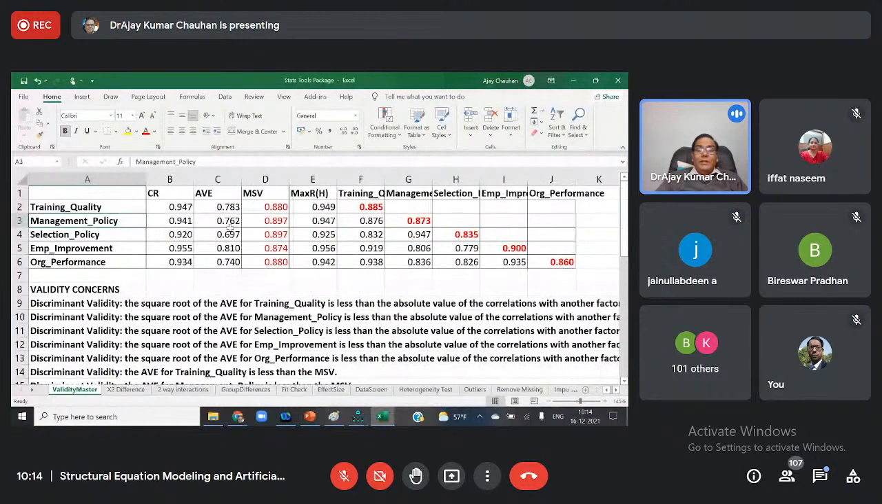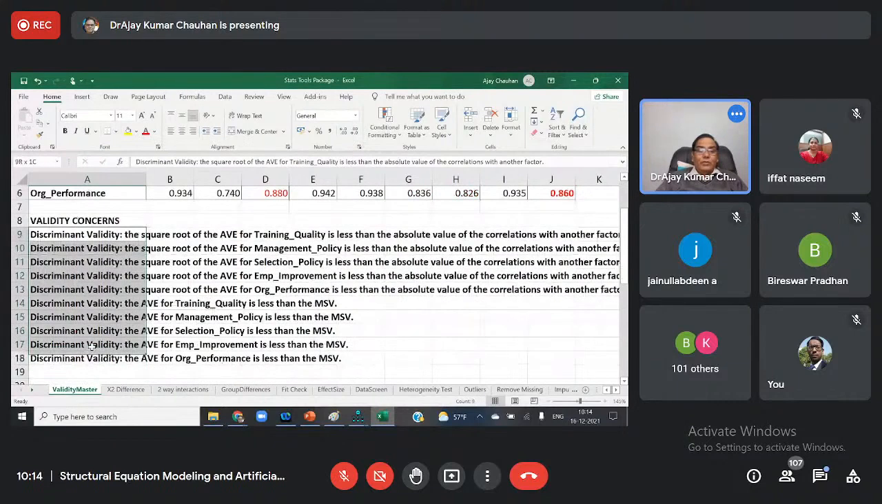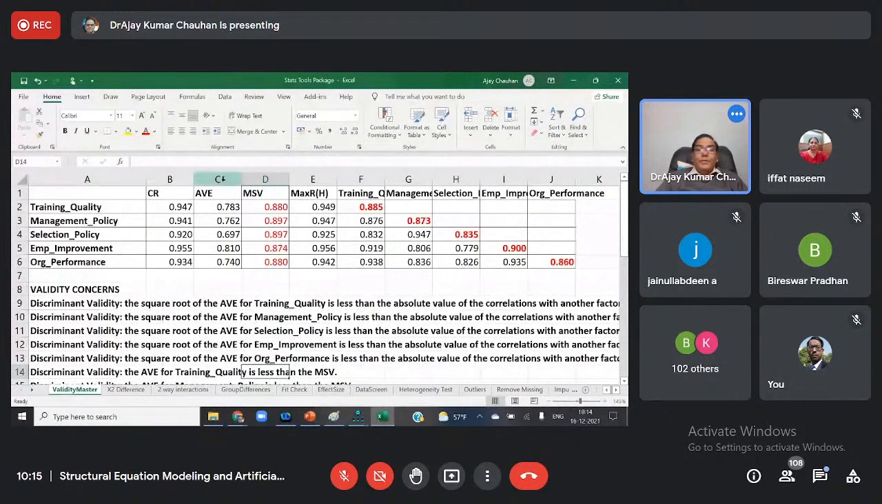So now you can see how easy it is to calculate the convergent and discriminant validity, and the software is telling you that there is no problem in the convergent validity, but you are having the problem in discriminant validity in the case of all the constructs. And the software is also telling you where is the problem. Like in the first case, the AVE for training quality is less than the MSV. The AVE for management policy is less than the MSV. So when this condition is not satisfied, the software says that there is a problem. So basically, we are comparing the AVE and MSV, and all the AVE are less than MSV. So the condition is not clear.